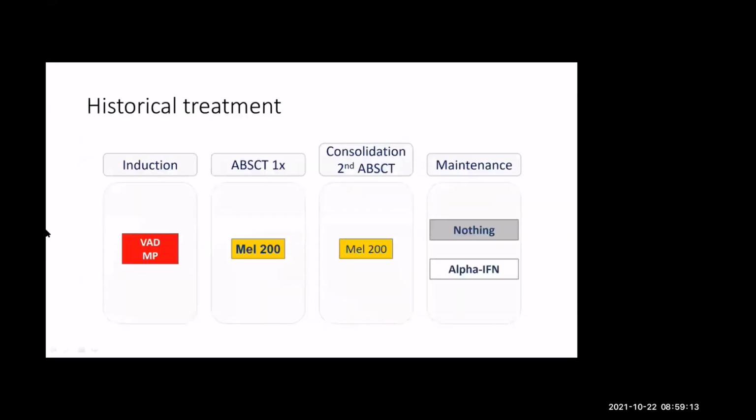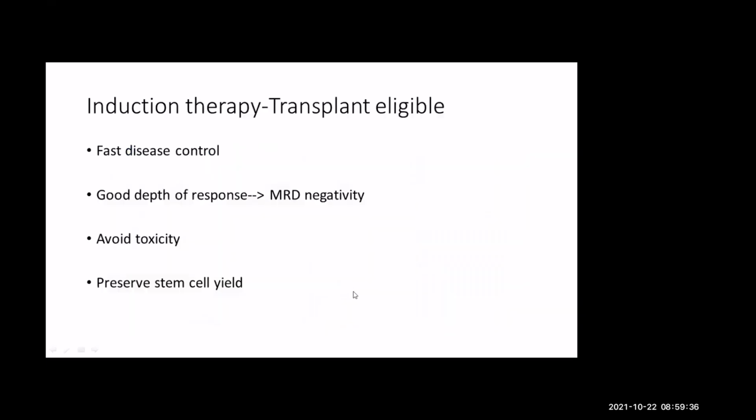Historically, the treatment was chemotherapy based, so VAD or melphalan prednisolone. Then transplant was an important part of treatment because you hardly had anything before transplant or anything after transplant. And in those days, tandem transplant was also considered, so a second consolidation transplant was also done. For maintenance, there were data with interferon mainly, but not much. So the treatment has changed a lot.